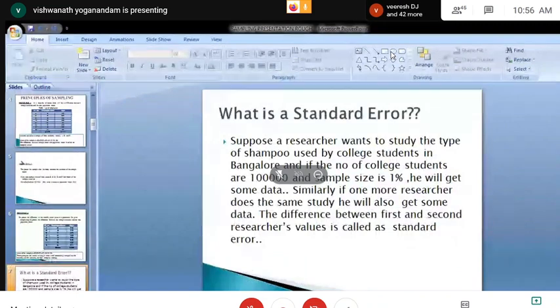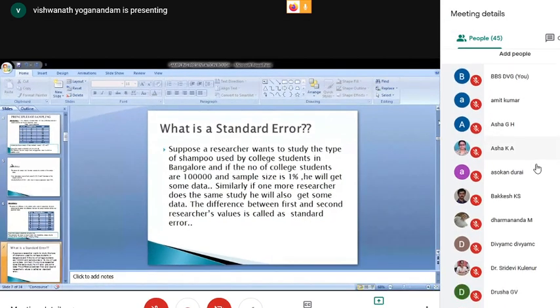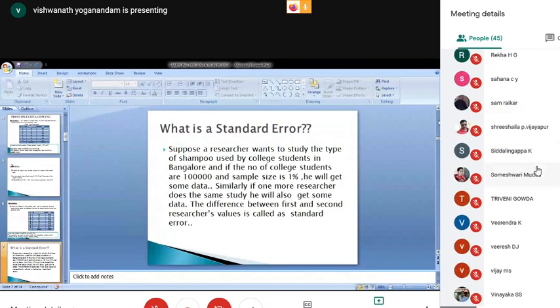Standard error is a bit complicated to calculate because statistics is a bit complicated. For your understanding, I will just tell you what standard error is. Let me read the same example I have given in the slide. A researcher wants to study the type of sample used by college students in Bangalore, and if the number of college students is say 1 lakh, and you take a sample size of 1%, you will get some data. So you have certain parameters for this first sample, which is 1% of the population of college students.